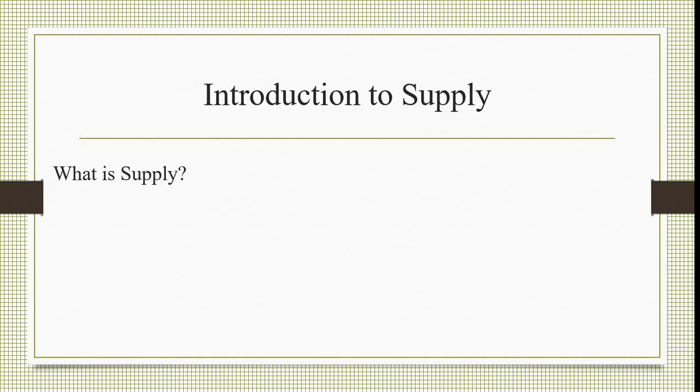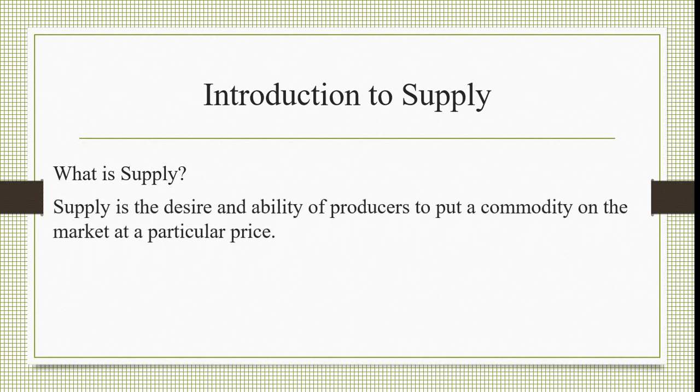Supply measures the willingness and the ability of producers or suppliers to put on the market a commodity at a given price. So you can see that whenever we bring in price, because price is a big determinant of demand and supply, right? So that is supply.